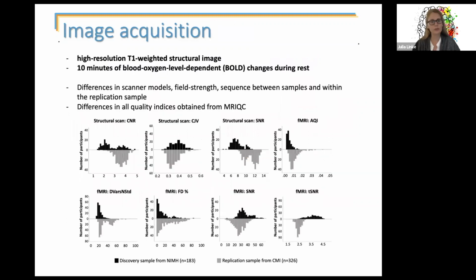From both cohorts, we got one high-resolution T1 weighted structural image and 10 minutes of resting state fMRI data. But of course, there were differences with regard to scanner models, field strength, and other acquisition parameters between the two cohorts and also within the replication dataset, as it's a multi-site study. And here we see quality indices for the data derived from the MRIQC pipeline. And roughly summarized, one could say that it appears the quality of the structural image is higher in the replication dataset, whereas the quality of the resting state functional data is higher for the discovery dataset.